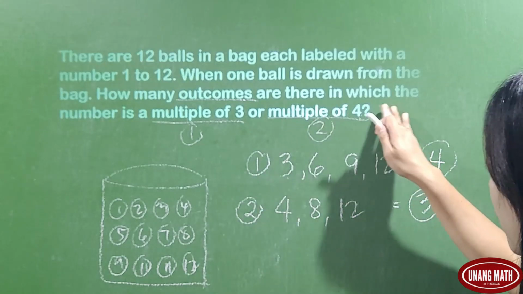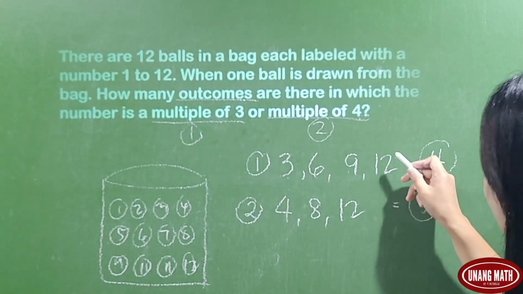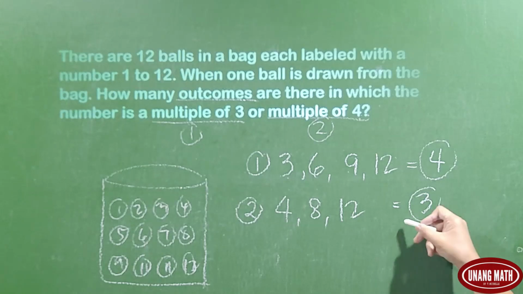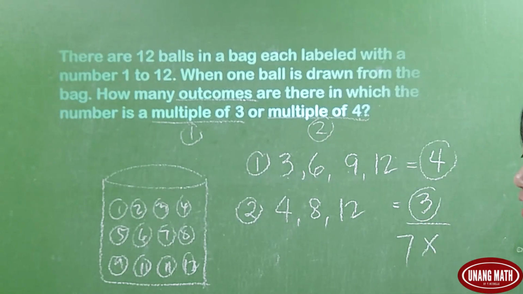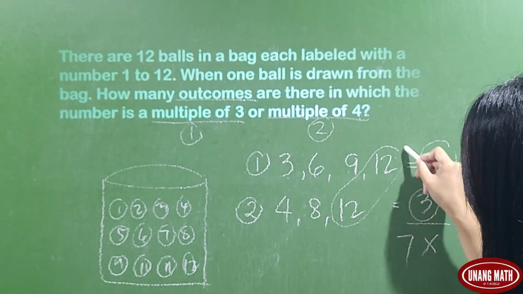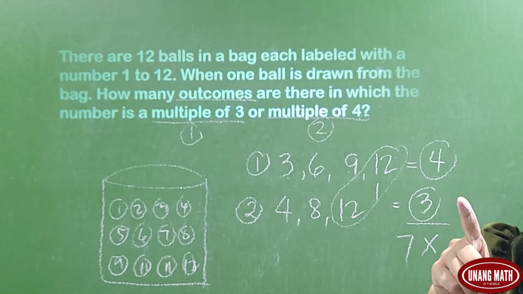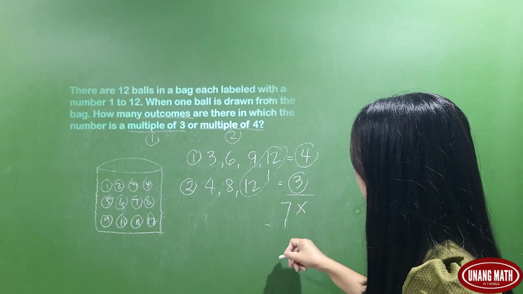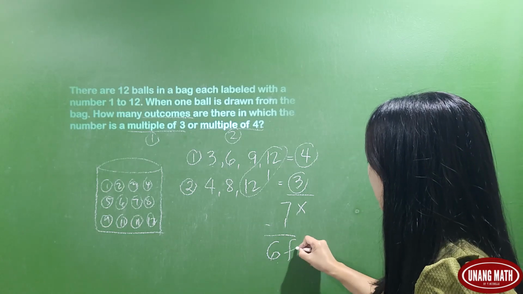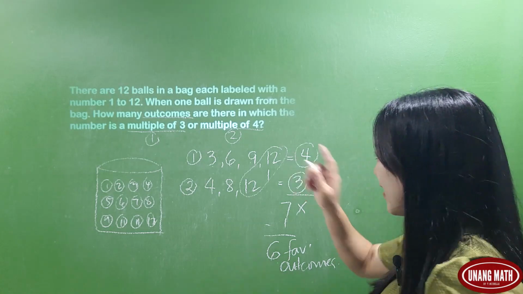So how many outcomes are there in which the number is a multiple of 3 or multiple of 4? We're going to add 4 and 3. So that's equal to 7, supposedly. But this is not the correct answer. Because as you can see here, 12 is common to both. So we will just consider this one outcome. So 7 minus 1, that means the final answer would be 6 favorable outcomes in this given situation.